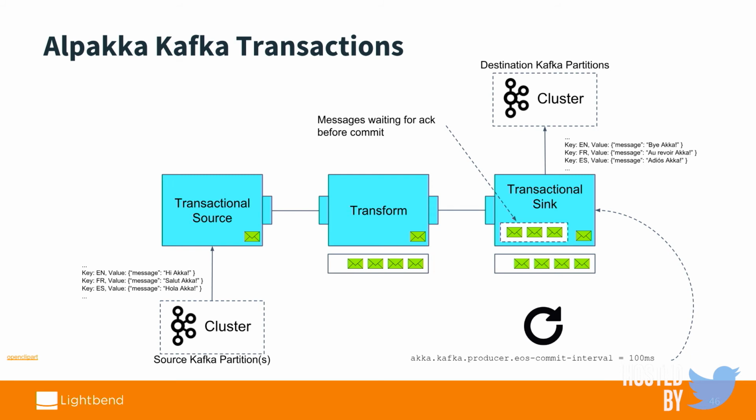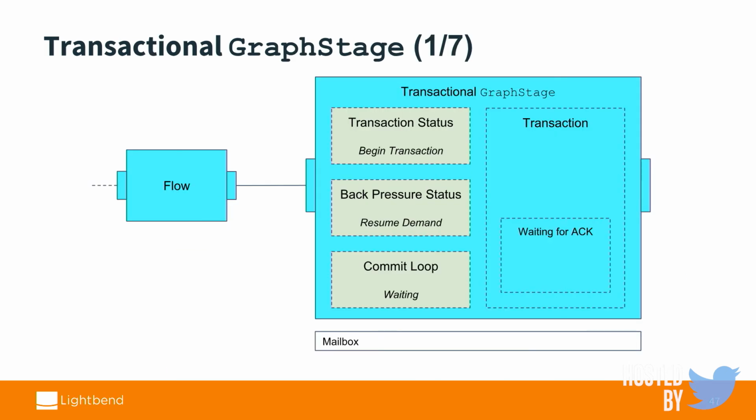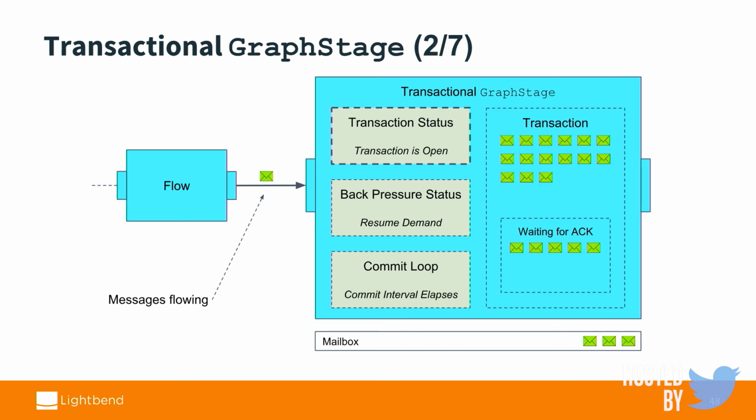And the design of this is very similar to how Kafka Streams does it itself. They use the same default, actually. And it commits every interval. So I'm just going to show a little slide demo of how that works. So when we start, we begin a transaction. And while the transaction's open, we've got messages flowing through the system. They're added to the mailbox.